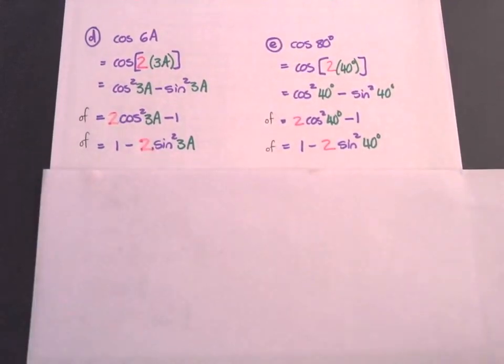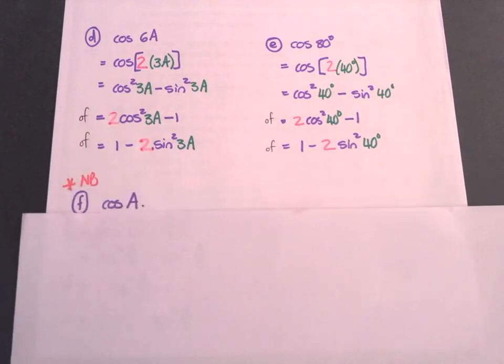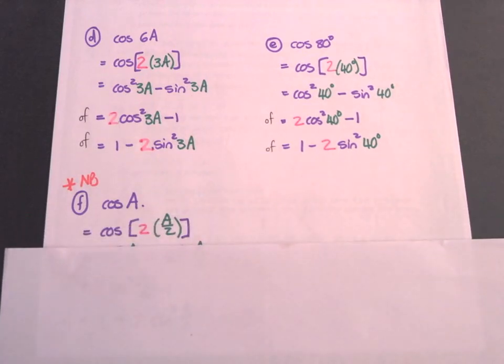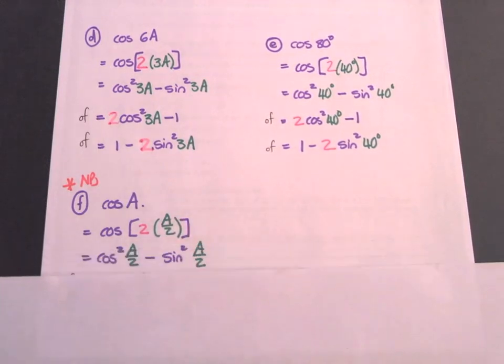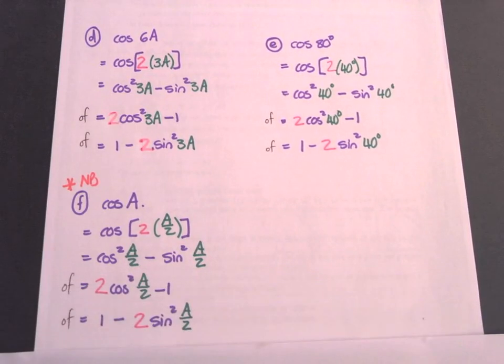Now we get to an important one. The cos half double angle. I have to rewrite cos A as a double angle. So it's cos 2 times A over 2. Then it can be either cos squared A over 2 minus sine squared A over 2, or 2 cos squared minus 1, or 1 minus 2 sine squared.